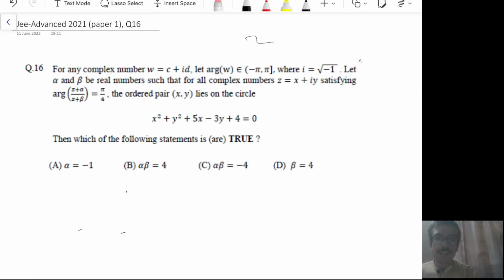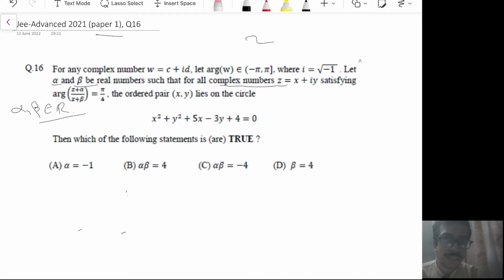So let's look at first the problem from IIT JEE Advanced 2021. This appeared in paper 1. Okay, so the problem is as follows: we are given that alpha and beta are real numbers, so alpha and beta are in R.